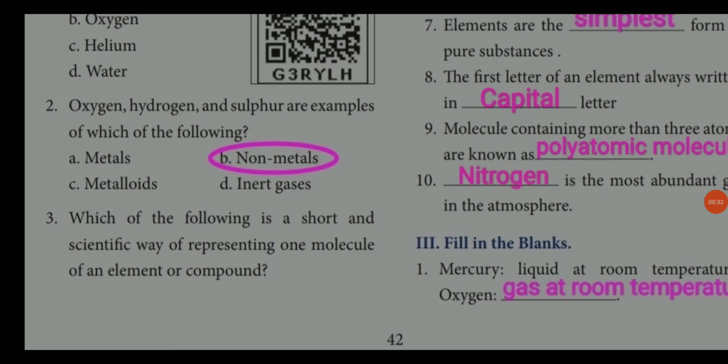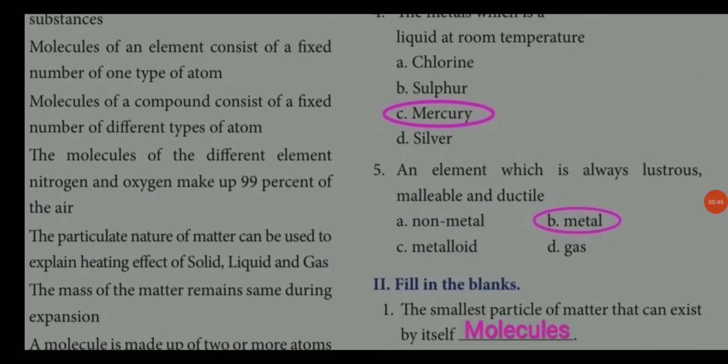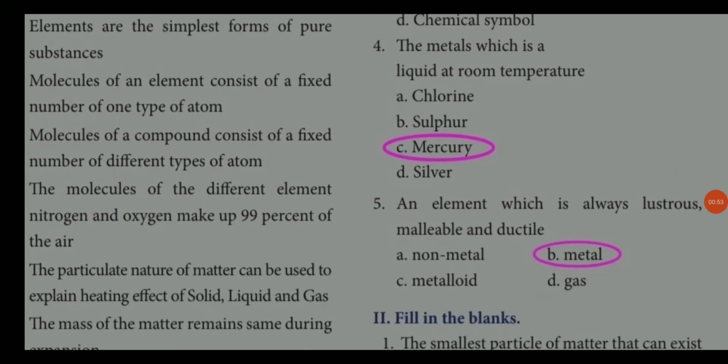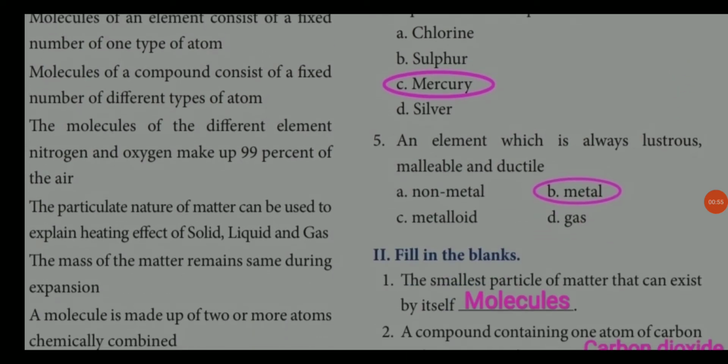Non-metals. Third one, which of the following is a short and scientific way of representing one molecule of an element or compound? The shortest representation is using a chemical formula. Fourth one, the metal which is a liquid at room temperature is mercury. Fifth one, an element which is always lustrous, malleable and ductile are metals.